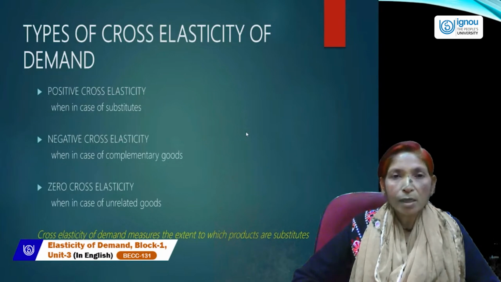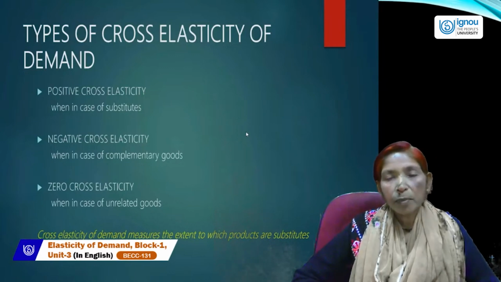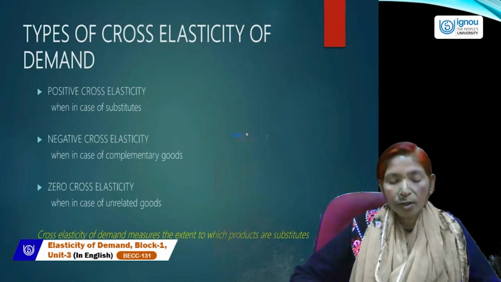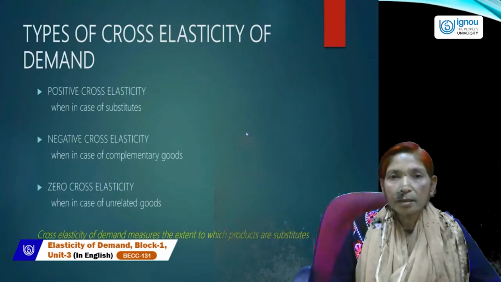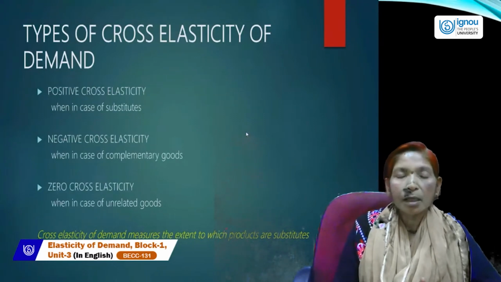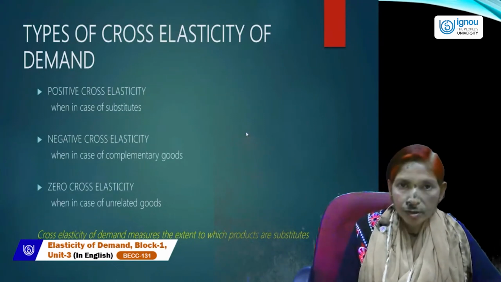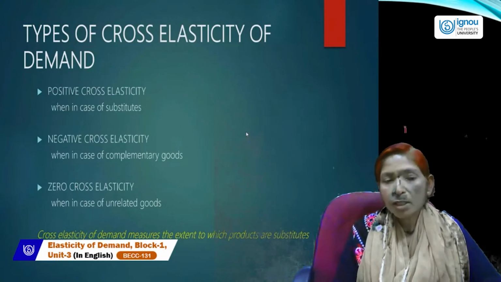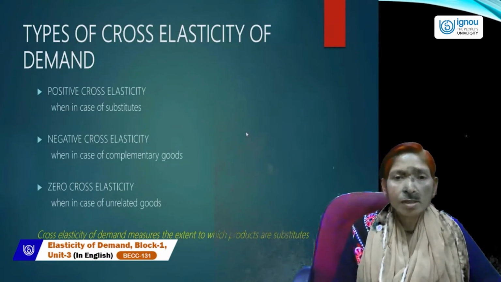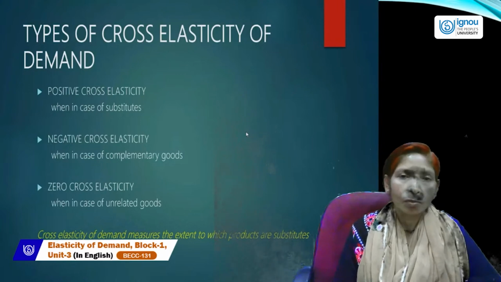type of good is known as unrelated goods. If we consider demand for books and the price of cars, there is no relation between the price of cars and the demand for books. Both goods are not interrelated with each other. They are called unrelated goods. So if goods are unrelated, then in this case the cross elasticity of demand will be zero.